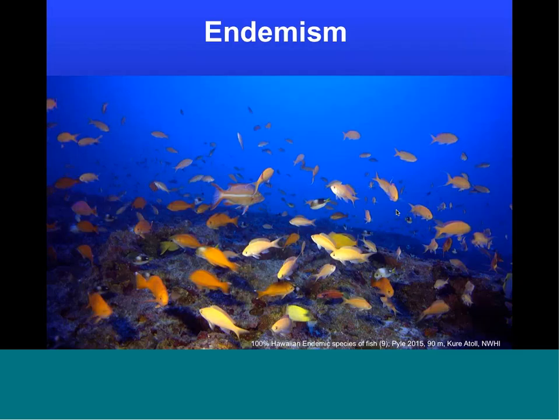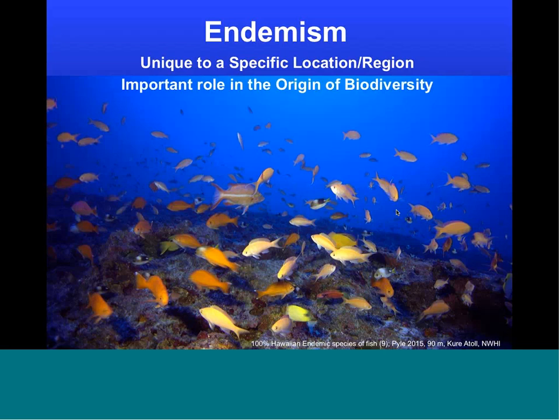What you see in this picture here is that every single fish is endemic. Endemic means that you will only find them in the Hawaiian Islands. You have 9 species of fishes here. Not everyone's familiar with this term, endemism. As I say, it's unique and specific to a location or region. It also means it has an important role in the origin of biodiversity.